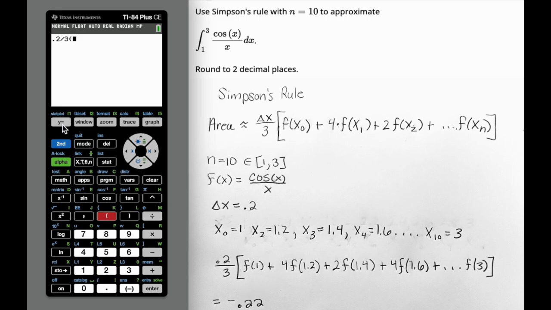We defined it in y1, so I'm going to hit this alpha button, and then this button here, the trace, and it comes up, and I'm going to choose function 1, y1, and then I'm going to put in parentheses, I want to evaluate that at 1. Then I want to add that to 4 times the value of the function at 1.2. So I'm going to come up here, choose y1 again, and put in parentheses 1.2.